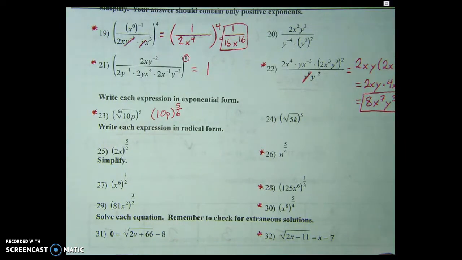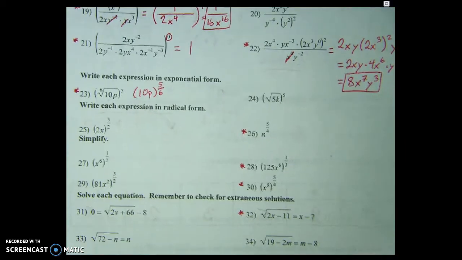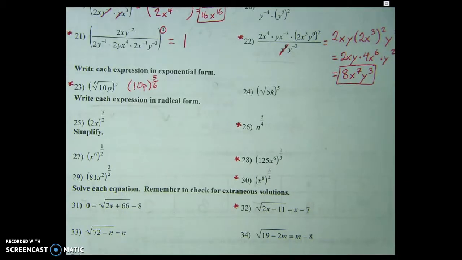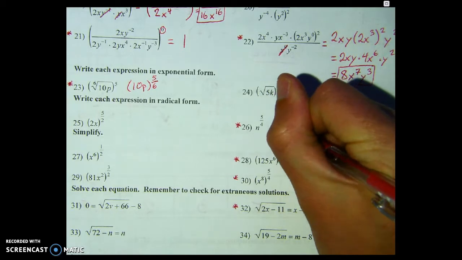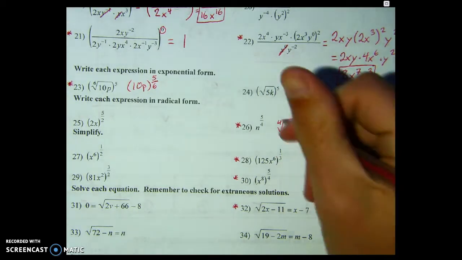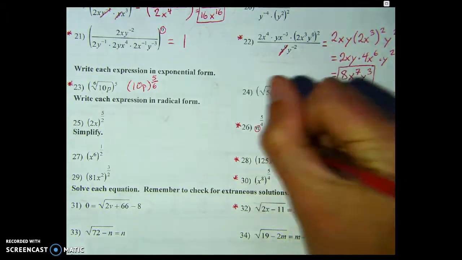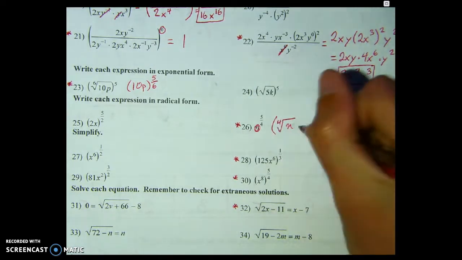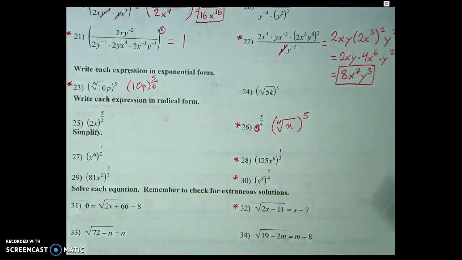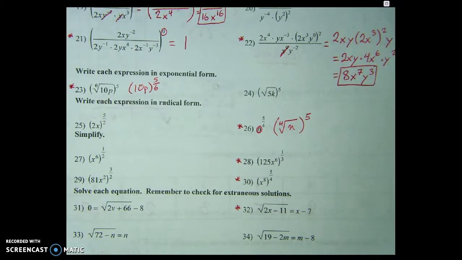Okay, and next we're going to look at 26. N to the power of 5 over 4, well, the denominator of that rational exponent becomes the index of the radical expression, and really the only thing we have there is n. There's nothing else surrounding it, so that's just going to be an n on the inside, and we're going to take that whole thing and raise it up to the power of 5. That's how we rewrite the exponential expression in radical form.